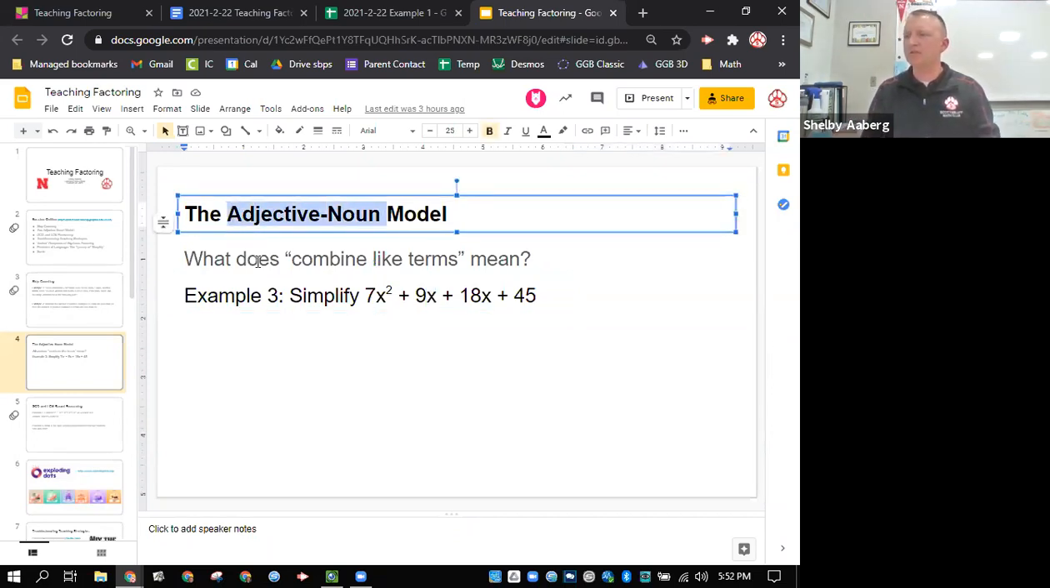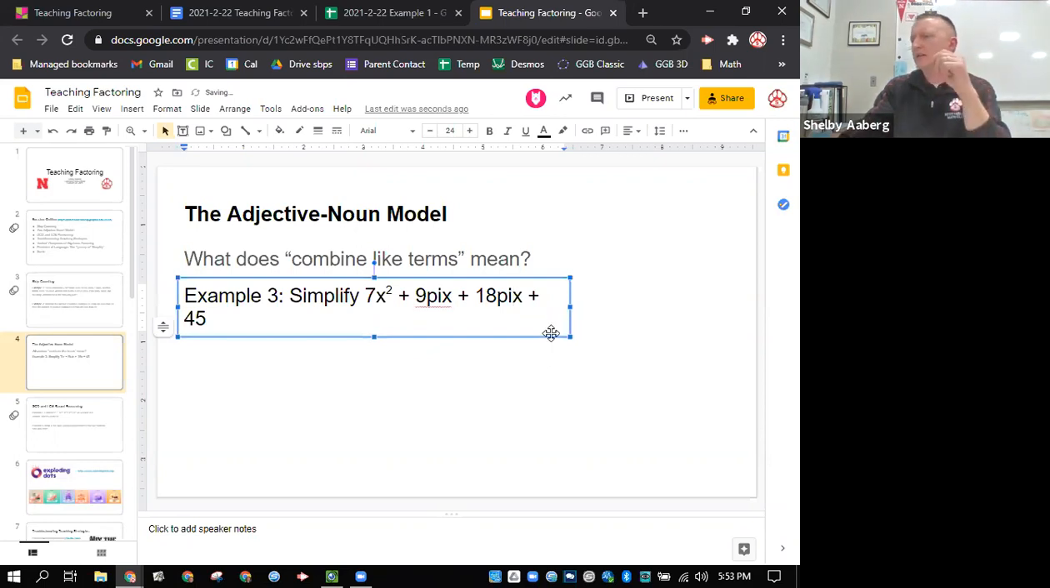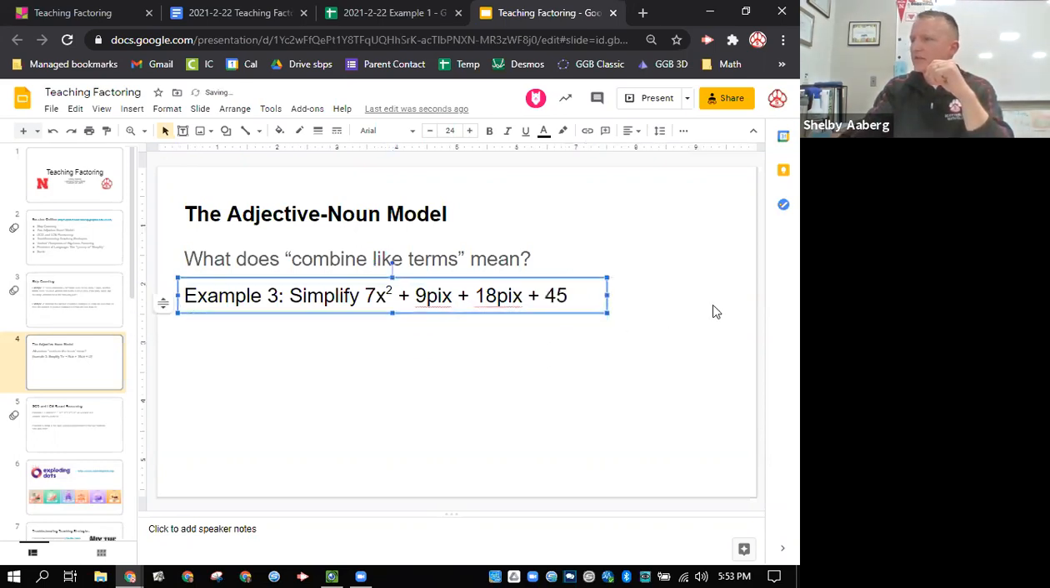So the adjective noun model simply says the number is the adjective and the variable is the noun. How many? The 9 what plus 18 what? 9 and 18 serve that function of adjective, whereas the x is the noun. That's helped me a ton, especially if I gussy this up a bit, say I throw pi in there. Pi is still constant, but the noun is still x, and the adjective is 9 pi and 18 pi. Yes, math is a second language.